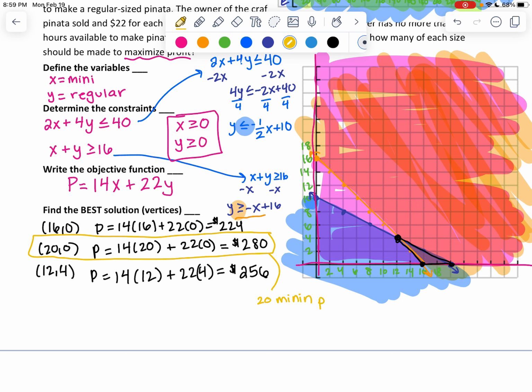That's not how you spell mini. There you go. 20 mini piñatas for a max profit of $280.